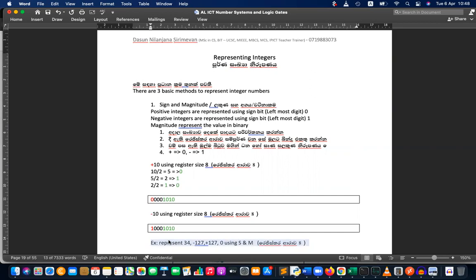So I can't see the question. You can't see the string? No, I can't. Where's the question? Sorry? The question? Question is this, the highlighted one. Represent 34 minus 128 plus 127 and 0 using SNM, sign and magnitude. And you have to consider the register size as register size 8.